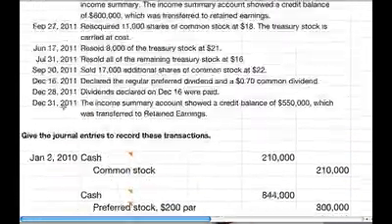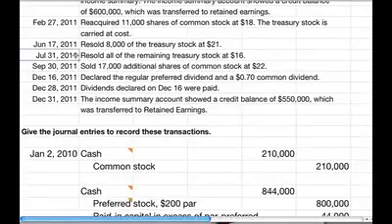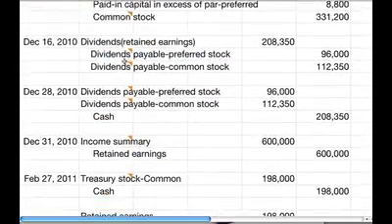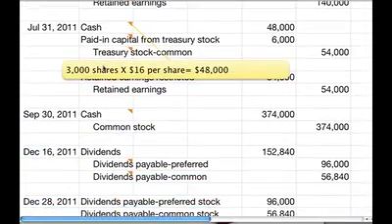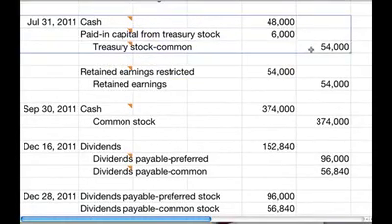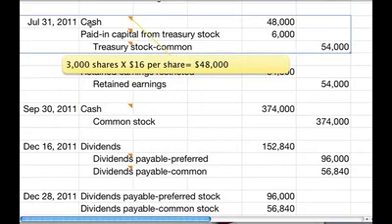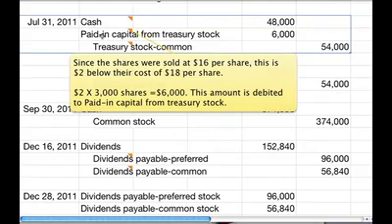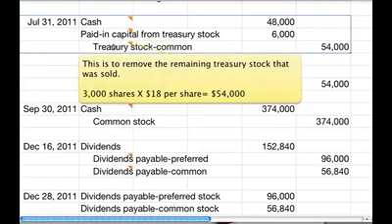So then on July 31st, we resold all of the remaining treasury stock at $16 per share. So let's go to this transaction. That's this right here. Now we have 3,000 times $16 per share. It's $48,000. Paid in capital from treasury stock is $6,000 because the shares were sold at $16, but they were carried at $18 per share. So it's a $2 difference. $2 times 3,000 is $6,000. That amount's debited to paid in capital from treasury stock, and the balance to remove the remaining treasury stock is 3,000 times $18 per share.